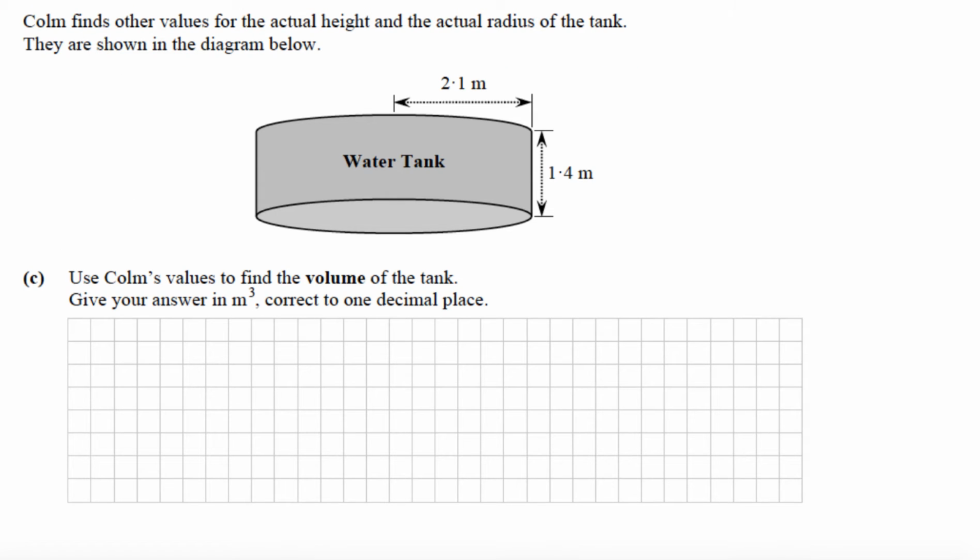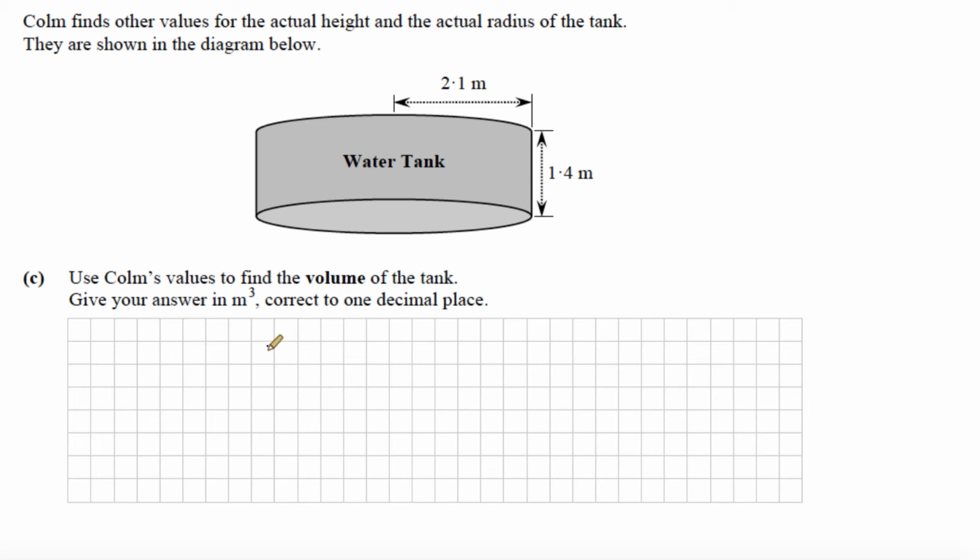Finally, part C. Colm finds other values for the actual height and the actual radius of the tank. They are shown in the diagram below. So Colm has a height of 1.4 metres and a radius of 2.1 metres. Part C says, use Colm's values to find the volume of the tank. Give your answer in metres cubed correct to 1 decimal place.